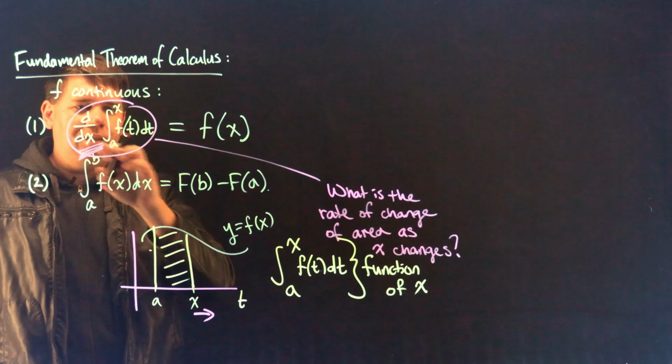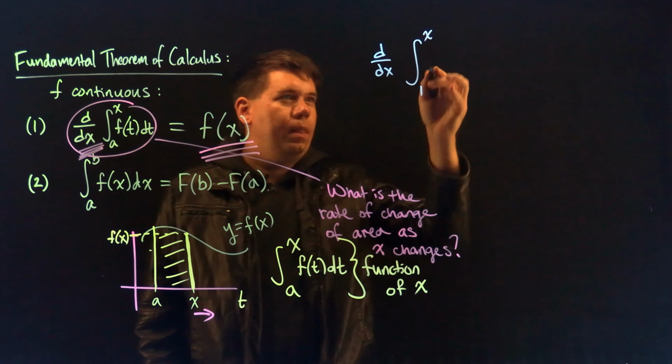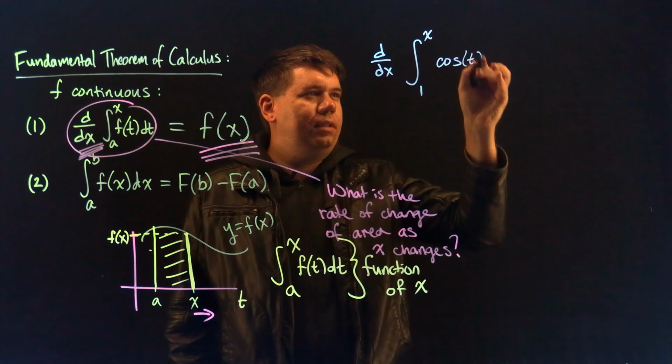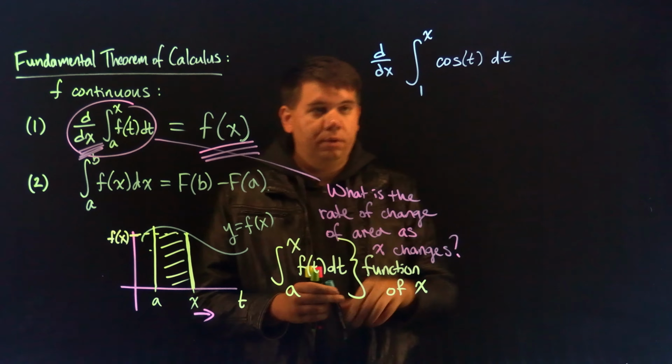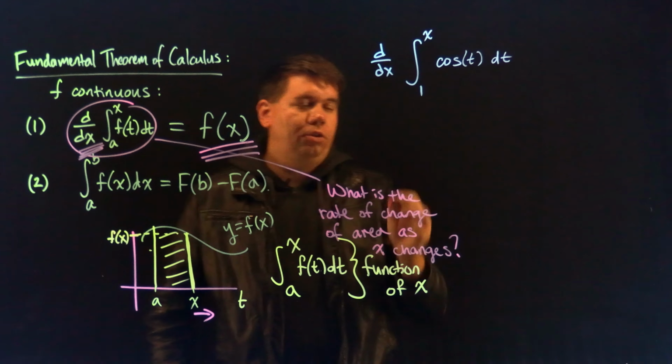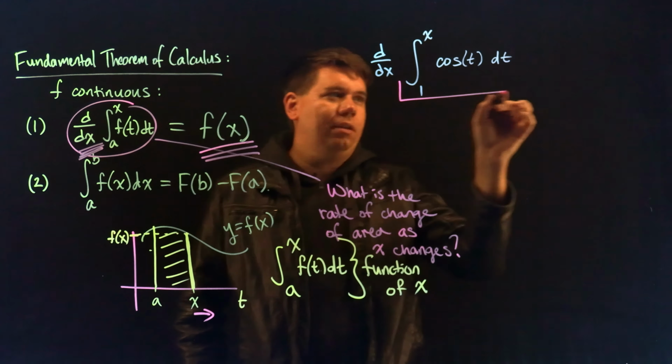Okay, that might all seem quite abstract, but let me show you concretely what's going on here. So let's do a couple examples. You ready? Let's do an example of what would be the derivative of, let's say, the definite integral from 1 to x of cosine of t dt. Now, one way you could solve this is you could begin by first calculating this definite integral. And you calculate this definite integral, how?